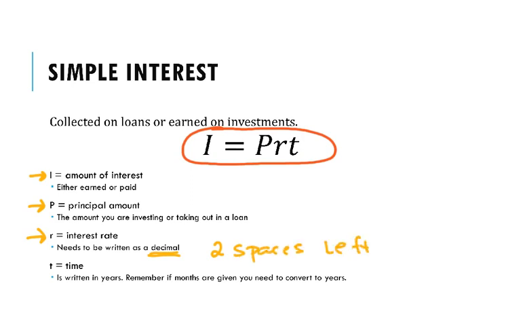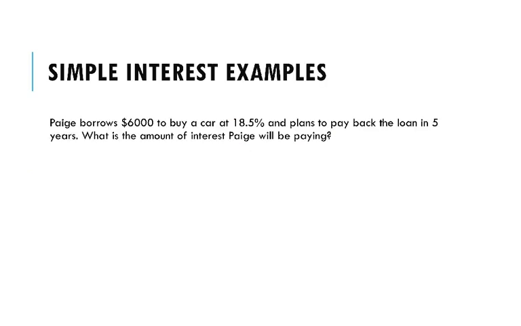And then finally, you have T for time. Another thing to remember is it always needs to be written in years. So if they give it to you in terms of months, you need to go through and convert it to years. And just remember, guys, there's 12 months in a year. For those of you that don't remember that, there's 12 months in a year. All right, so now we're going to go through some examples on simple interest.